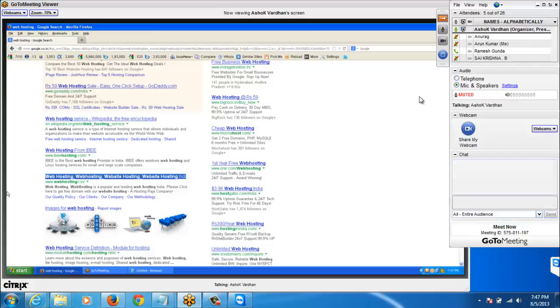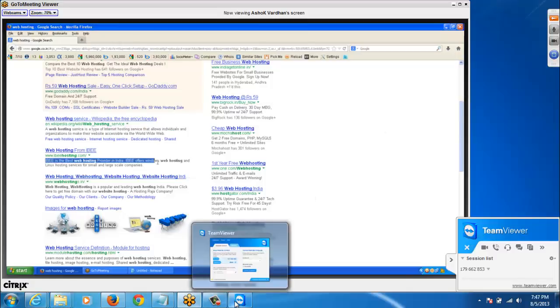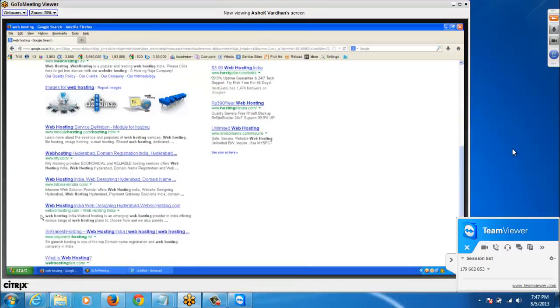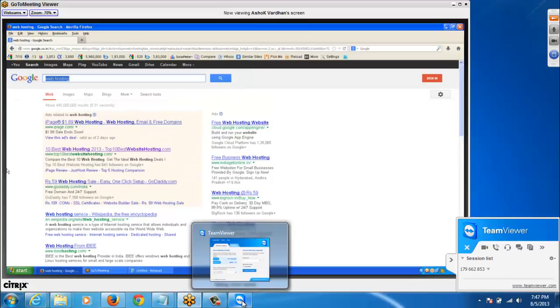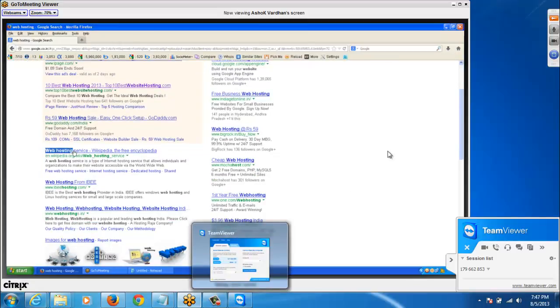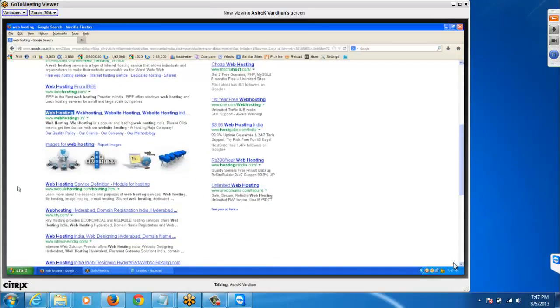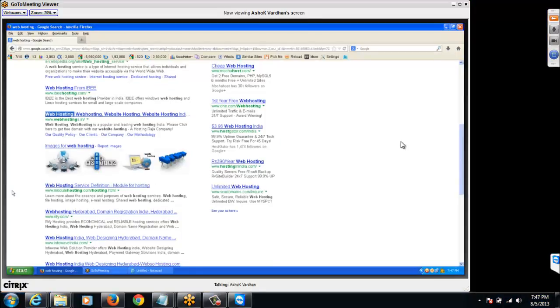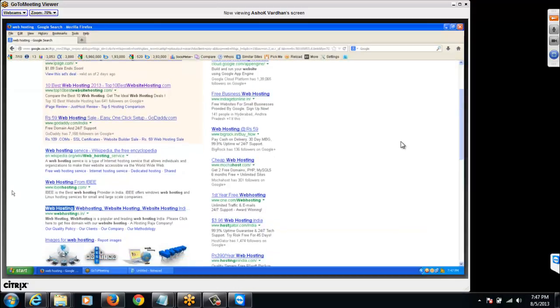Now, the next one is the description. When you observe the title tag, this is my web hosting targeting keyword. Here we can clearly find web hosting. Suppose you are not using web hosting in the title tag, then your keyword will not be ranked. So the very important thing is the title tag.